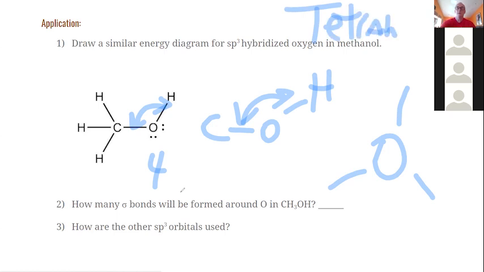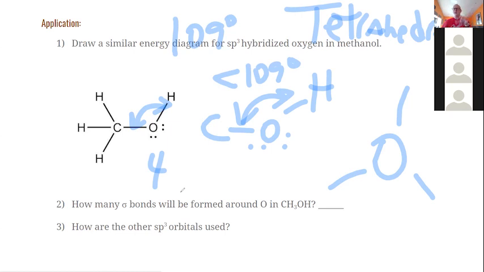Remember what the bond angles were for a tetrahedral shape? Yes, 109. Yeah, around 109. But actually, that angle is going to be a little bit less because we have these two lone pairs there. The two lone pairs actually make this bond angle a little bit smaller. So it's going to be smaller than 109, but it'll be around 109, a little bit smaller because of the lone pairs.